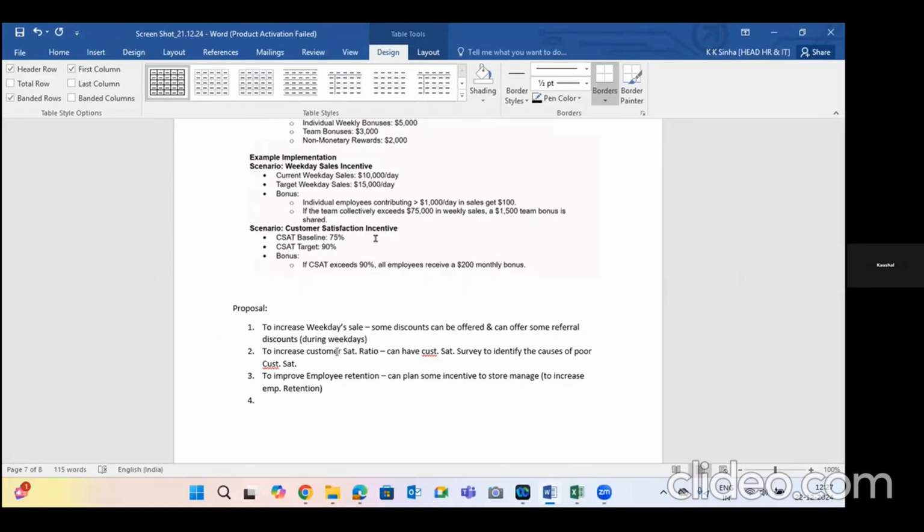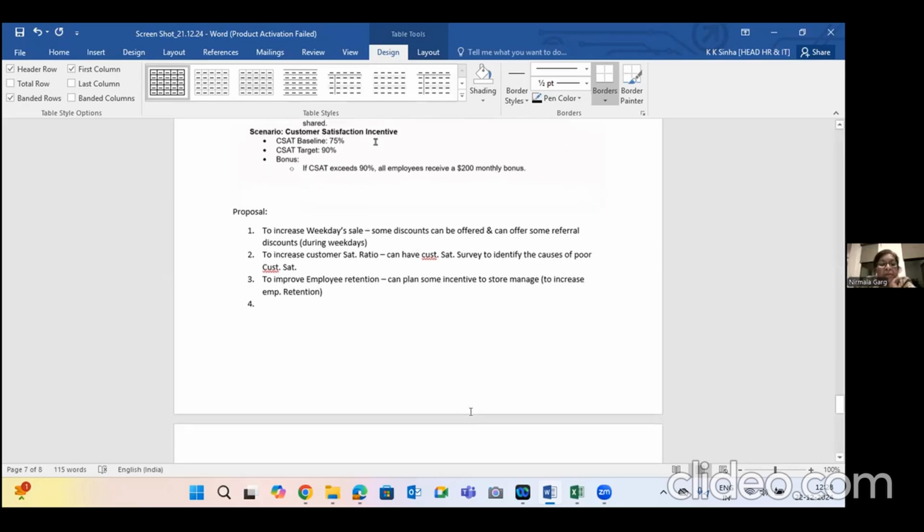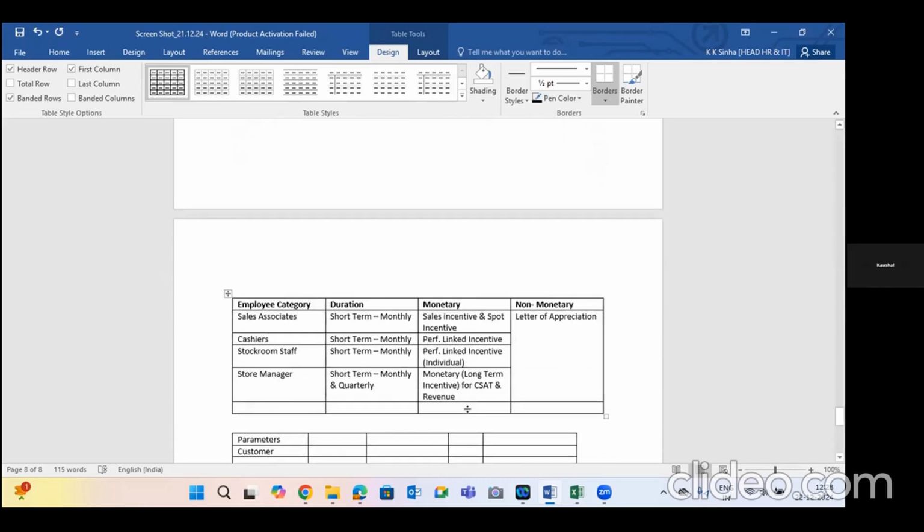So to address the issues, we wrote down the proposals, like to increase weekday sales. We thought some discounts to be offered, or some referral discounts. To increase customer satisfaction ratio, we can have a customer satisfaction survey. What are the causes keeping customers dissatisfied? To identify the root cause of customer dissatisfaction. To improve retention, can plan some incentive for the store manager, because he is the leader, and the prime responsibility lies with him. So that was the thought with which we moved ahead, but could not conclude finally.